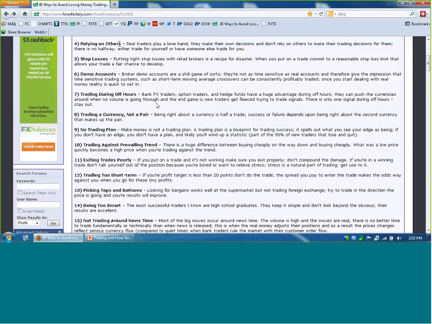This one here, relying on others: real traders play a lone hand. So once you learn how to trade, you should be trading on your own. You should become comfortable with what works for you and what doesn't work for you, and not rely on anybody, because you have a certain personality and a certain comfort zone, and you need to find that comfort zone and find your niche to make money in these markets, because there truly is room for everybody.